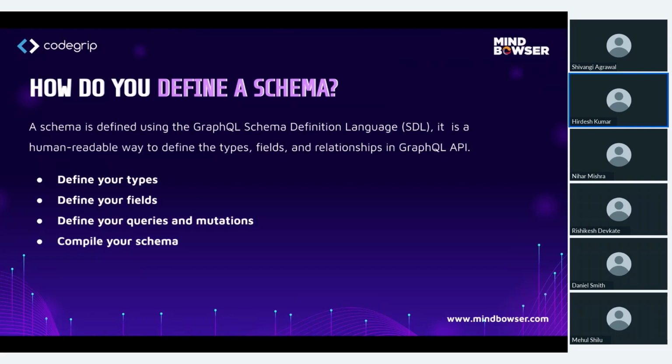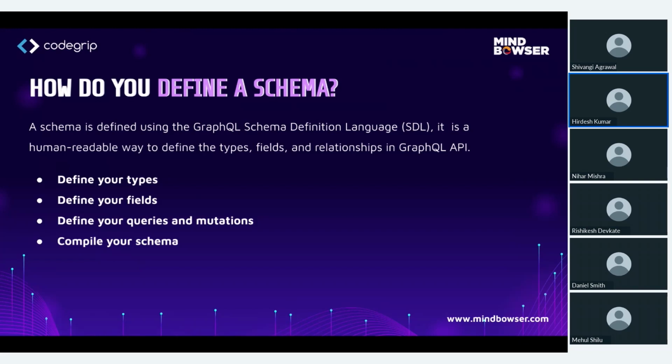Types we have already covered. Then fields also, which we have already discussed, like each key in a type. And then we have queries and mutations. And at last, after defining all these things, we compile the schema. Once we define all these types, fields, queries, and mutations, we add all the operations and all the types the schema will have. Then we compile it using some GraphQL schema builder or parser. This will generate an object that we can use to validate or execute our queries.